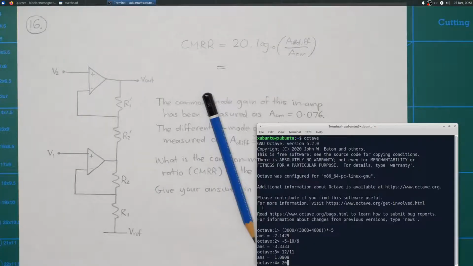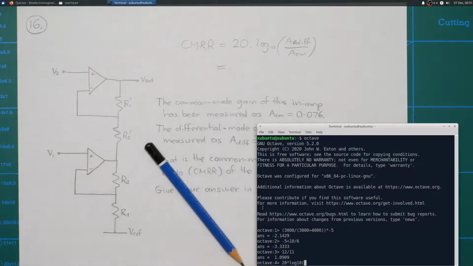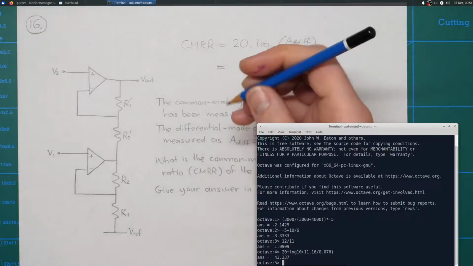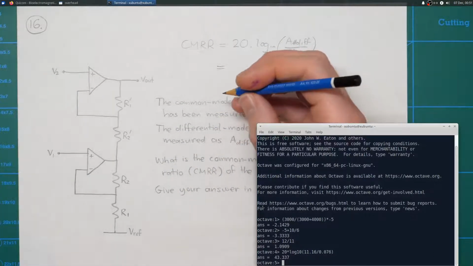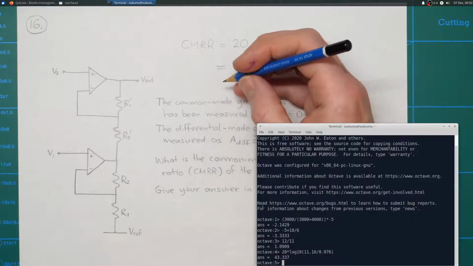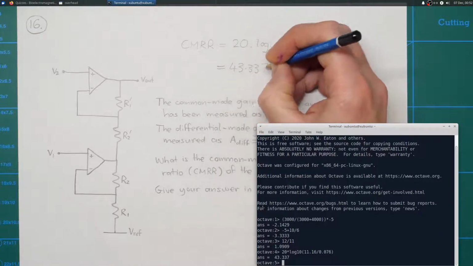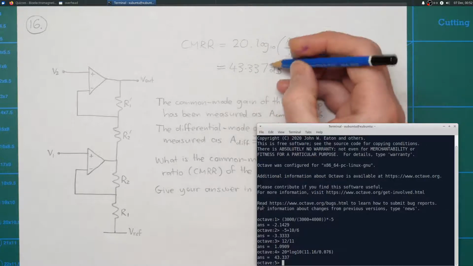So I've got 20 times log 10. Then I've got ADIF, which is 11.16, divided by ACM, which is 0.076. And the bad news is that that is giving me a CMRR of 43.337. And that is in decibels.